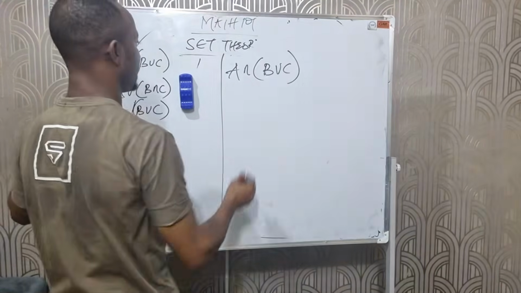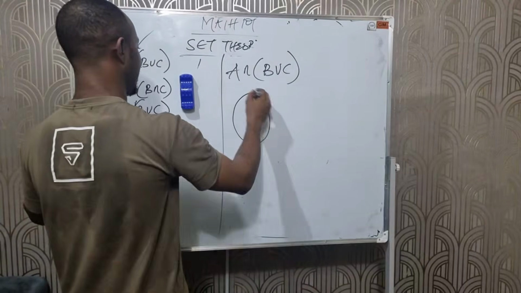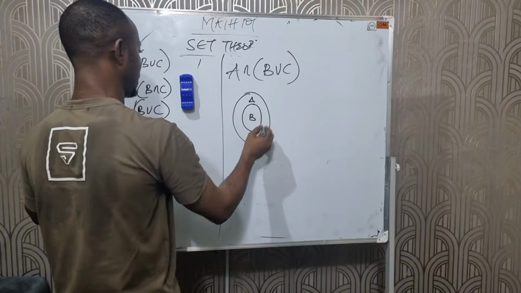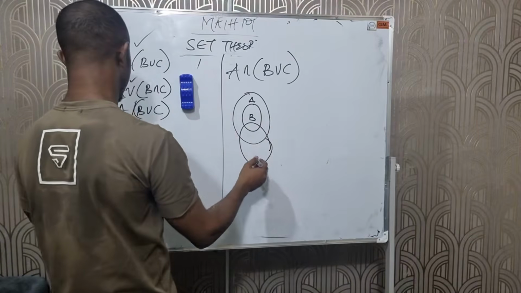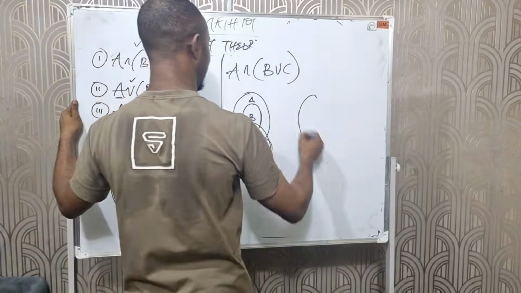Now look at this here. Like we did in the first example, I'll bring up two separate diagrams showing this. I have A, I have B, then we have C. Then I also bring out another diagram.